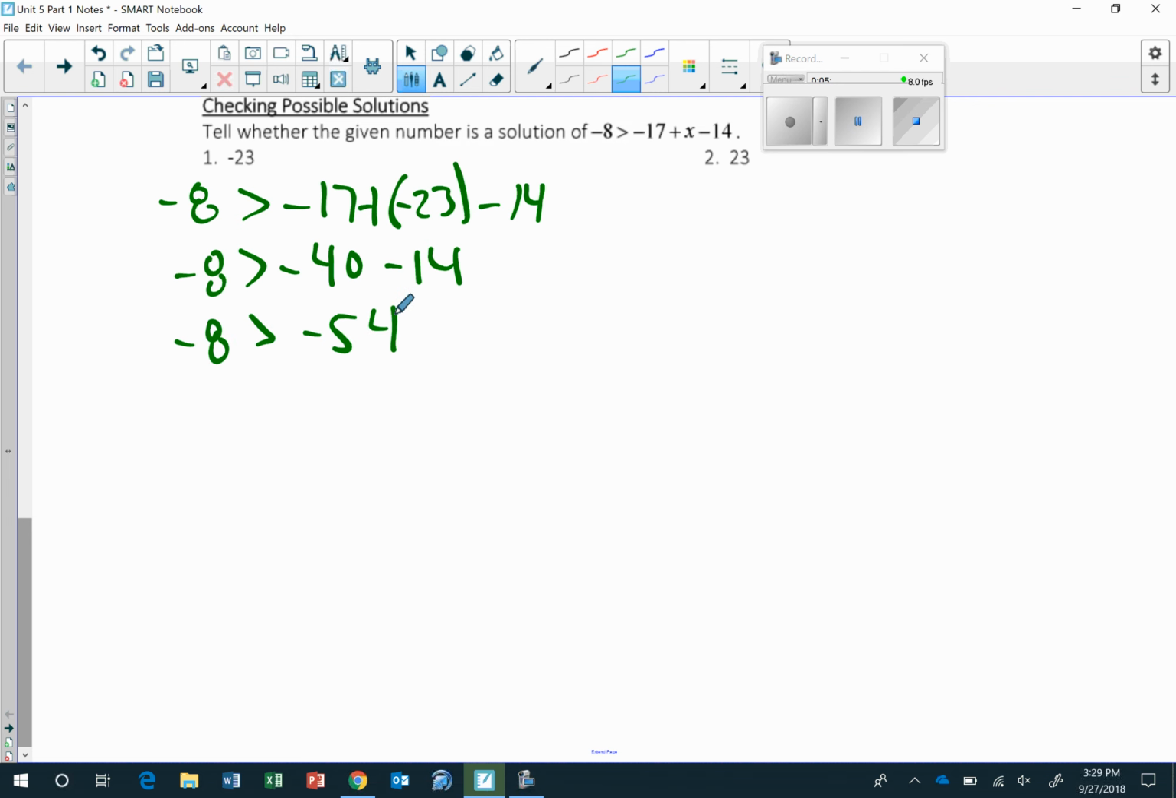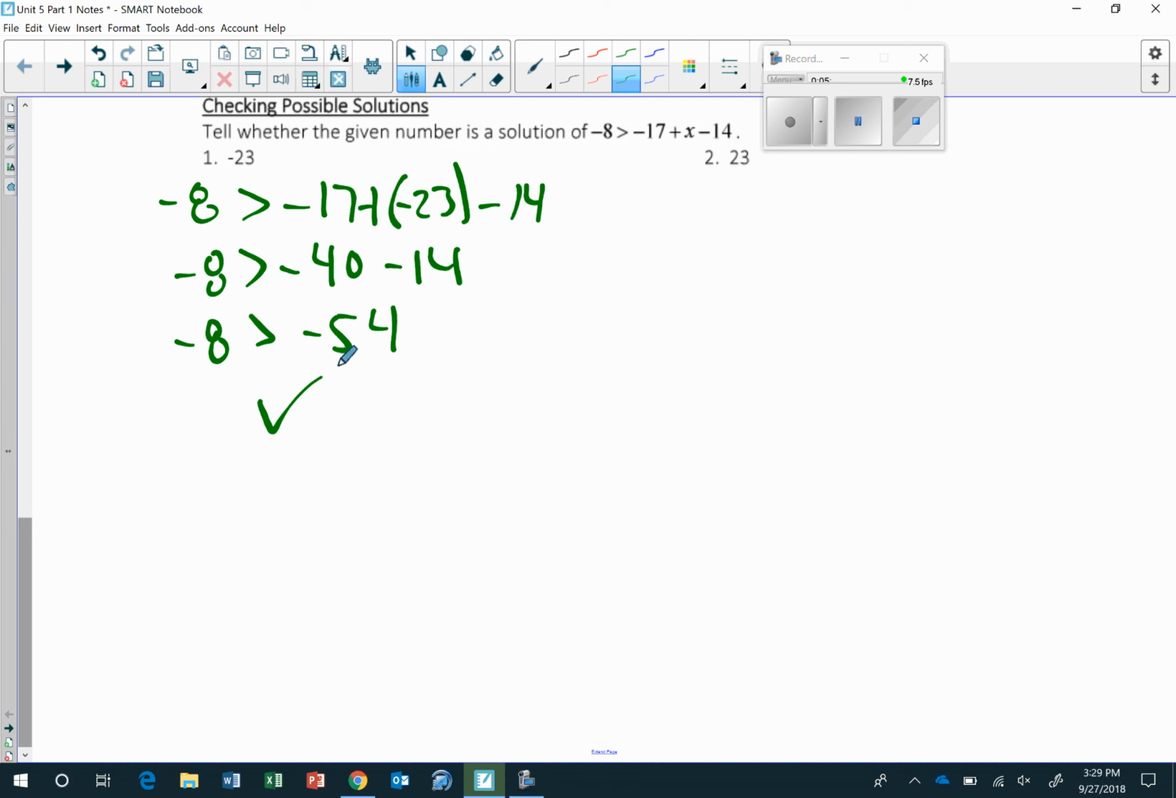Now I just need to read it from left to right and see if it's a true statement. So this says negative 8 is greater than negative 54. That is a true statement. Negative 8 is greater than negative 54. So I can just write yes or put a check mark, whatever you want. But that is a solution. Negative 23 is a solution to that inequality.